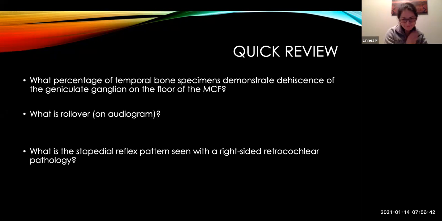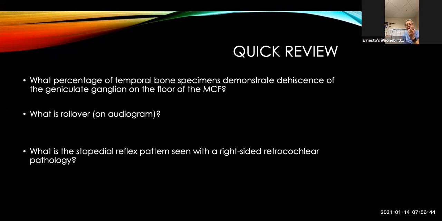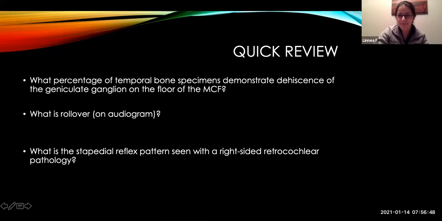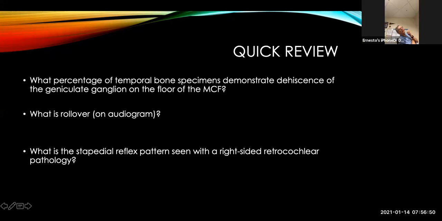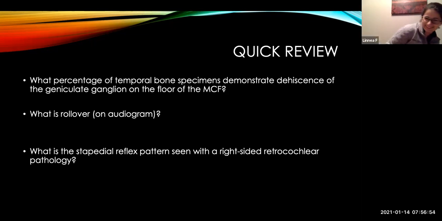So what is rollover? I can't hear you. What is rollover on an audiogram? The more you talk, the less I understand. Dr. Diaz-Ortiz, these aren't for you. They're for the resident.